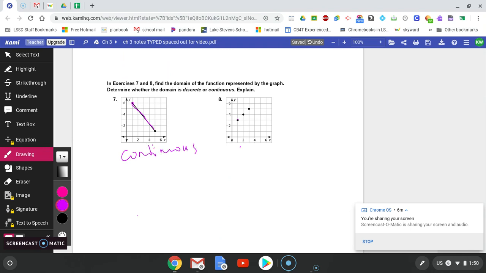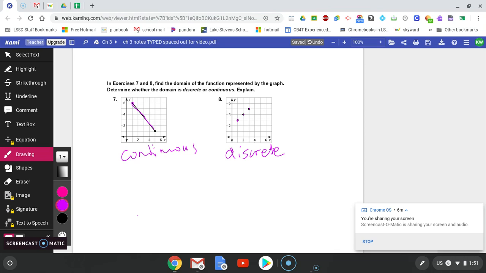Number 8, though, is going to be discrete because it's just 3 individual points. It doesn't include all the numbers in between those points. So this one is a discrete. But now we actually have to determine what the domain is. So remember, the domain is what x can be. What values can x be on my graph?